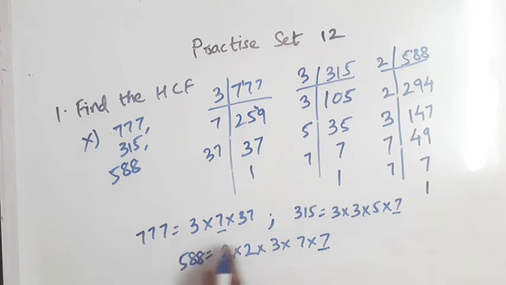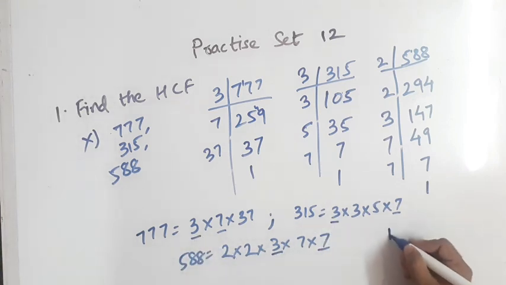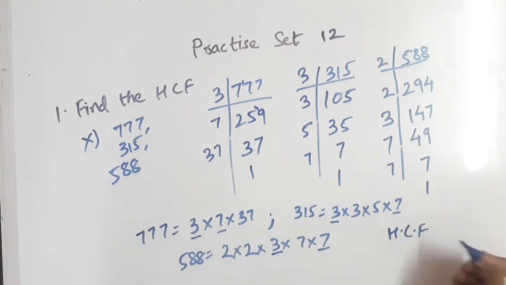Any other number that is present in all of them? Yes, children, 3. 3 is there with every number. Okay, so I'll write here HCF equals 3 multiplied by 7, that is 21. So your HCF is 21.